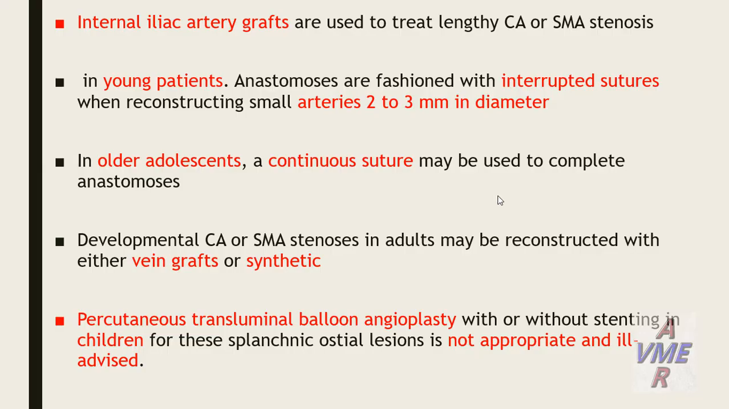So, the type of graft to reconstruct splanchnic vessels is the internal iliac artery graft. You have to make interrupted suture for young children, and continuous suture for the older ones. You can choose the type of reconstruction, vein graft or synthetic, in treatment of the stenosis in adults. Percutaneous transluminal balloon angioplasty or endovascular management has a minimal role in children, because we have a fibrotic ostial lesion and it has a poor outcome.